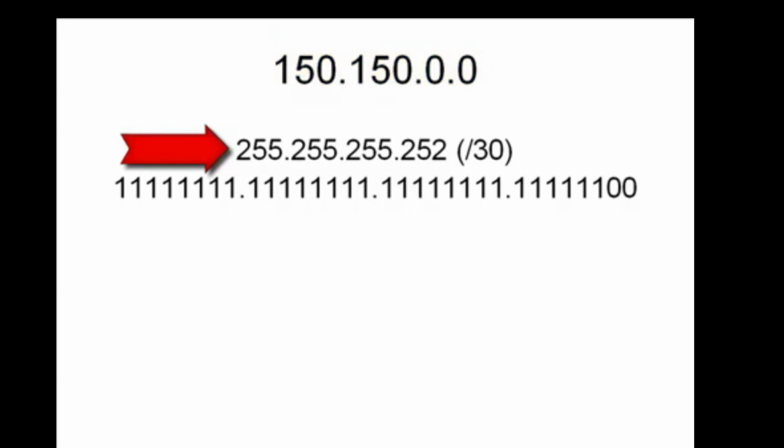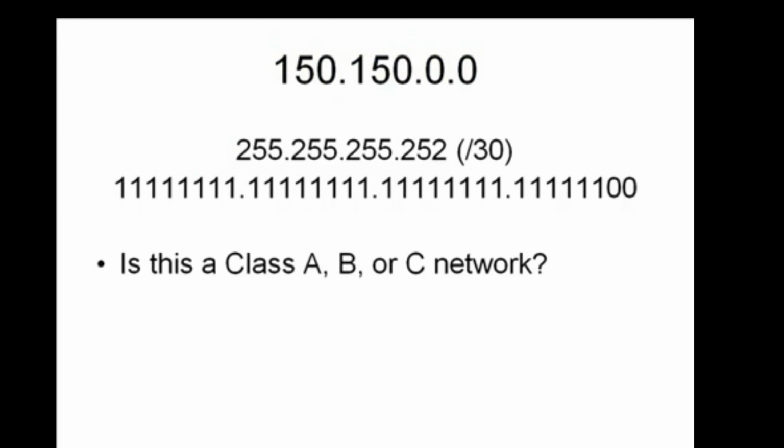So just like we did last time, let's go ahead and ask ourselves a question. Is 150.150 a Class A, Class B, or C network? The answer is going to be Class B, because 150 falls within the range of the Class B networks. That tells us that the first two octets are dedicated to the network portion and will not be changed.